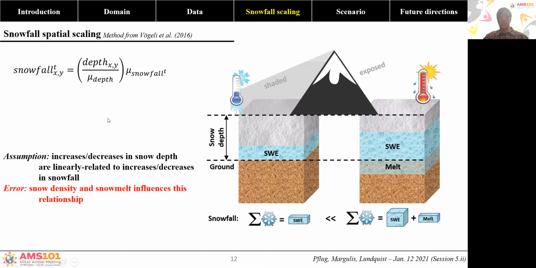There are some assumptions with this, though. The first being that linear increases and decreases in snow depth are actually linearly related to increases and decreases in snowfall. But we know in space that snow density and snowmelt actually influence this relationship. So for example, given two grid cells with identical snow depth, a grid cell in an exposed region with much more dense snow and some snowmelt prior to an observation would require significantly more snowfall to achieve that snow depth than a grid cell in a shaded, colder region with less dense snow and no snowmelt.